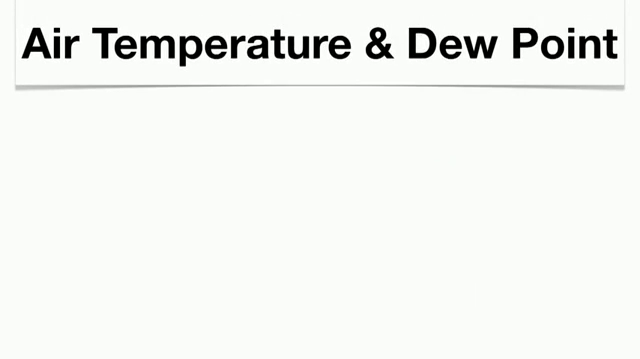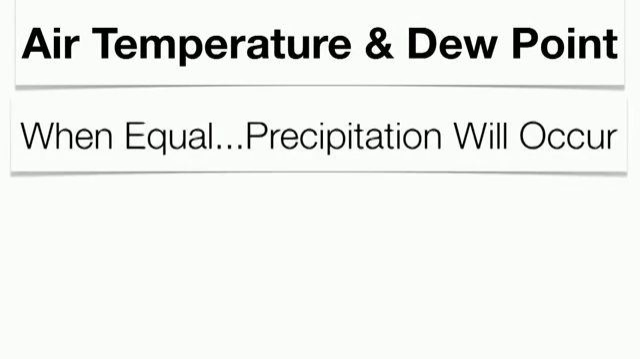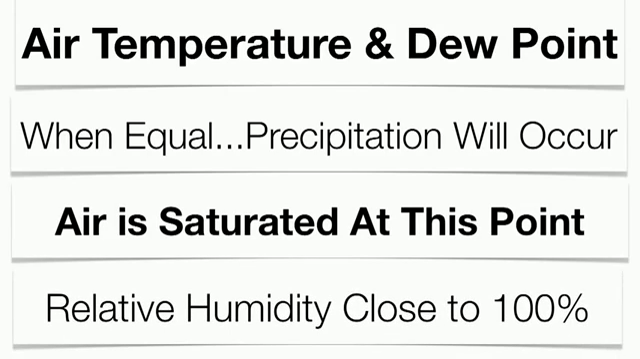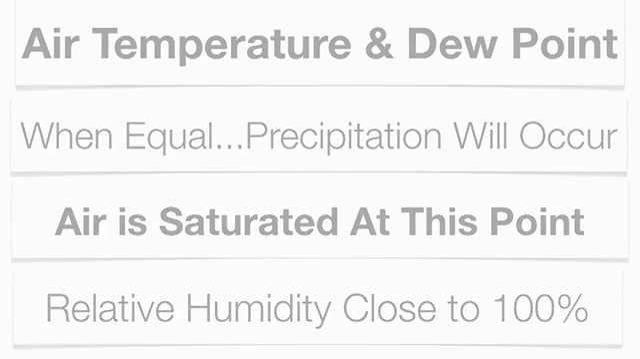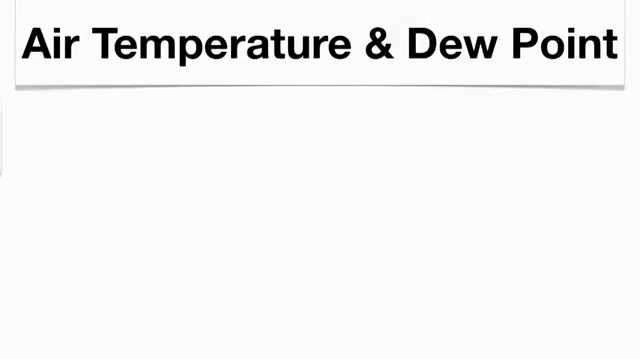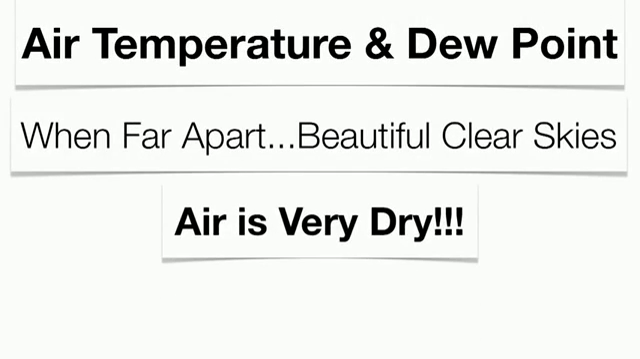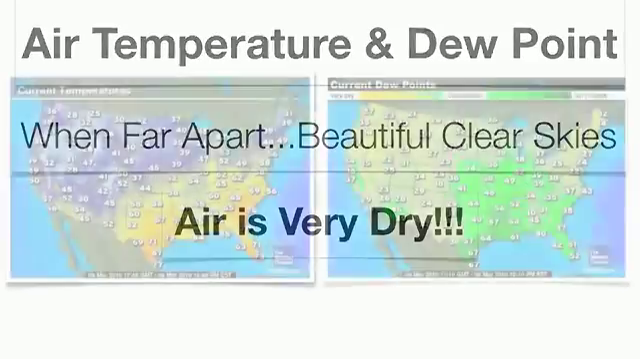Now, air temperature and dew point have a nice little relationship with each other. When they're close together, and in many cases when they're equal, we know precipitation is going to occur. We say the air is saturated and the humidity outside is going to be close to 100%. When they're really far apart, it means you have beautiful clear skies. You don't have a lot of moisture in the atmosphere. The air tends to be extremely dry.